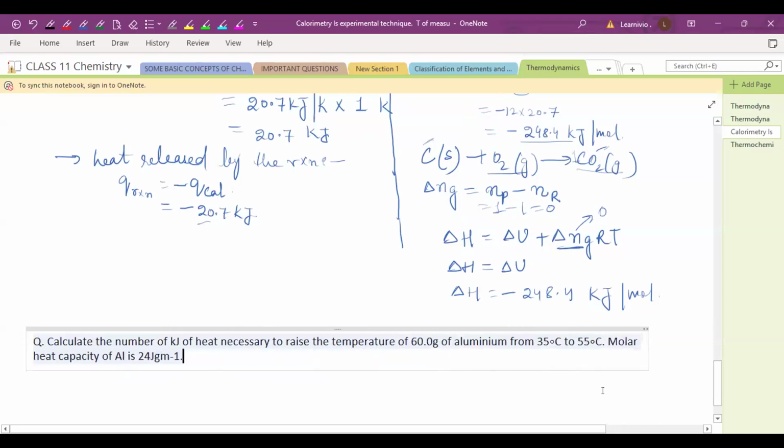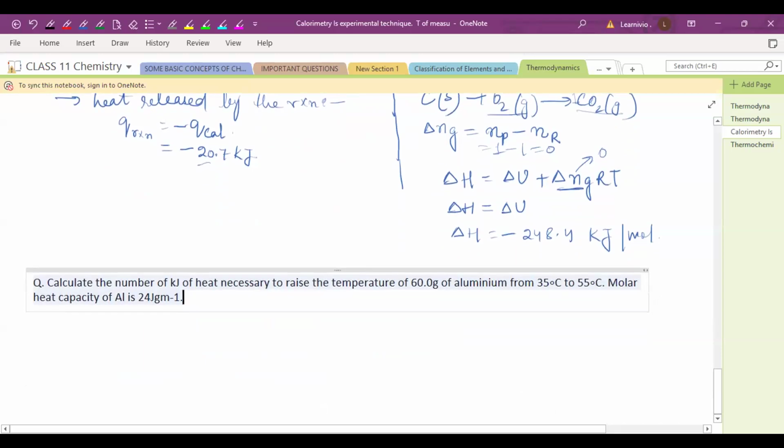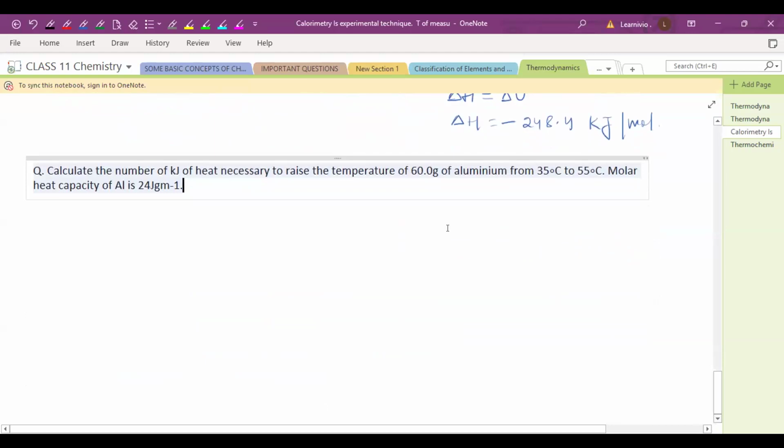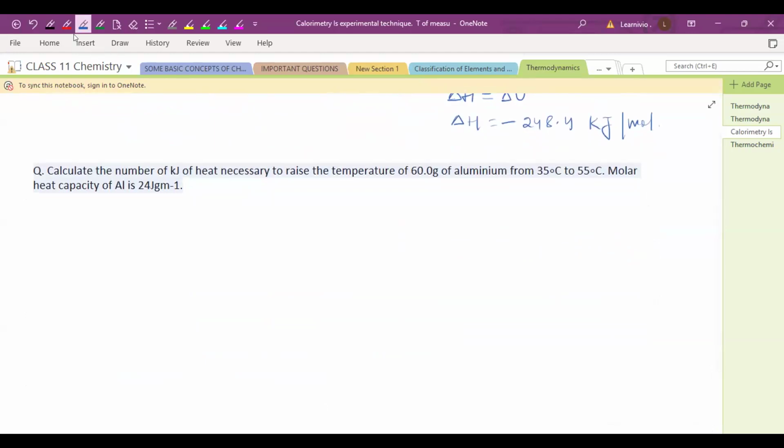Calculate the number of kilojoule of heat which is necessary to raise the temperature of 60 gram of aluminium from 35 degrees Celsius to 55 degrees Celsius. And the molar heat capacity of aluminium is given, right? So from here, it's again very easy. First, try to solve by yourself.